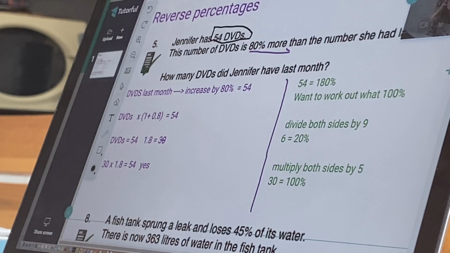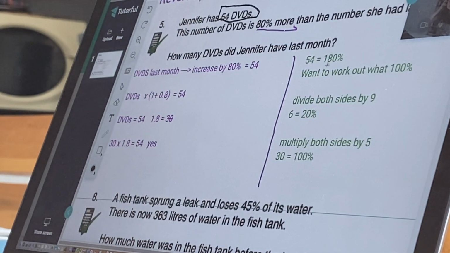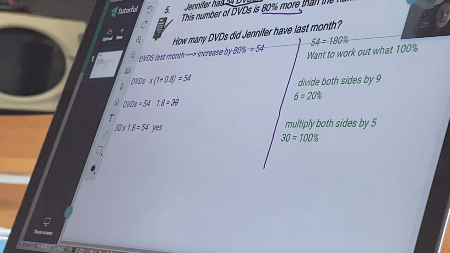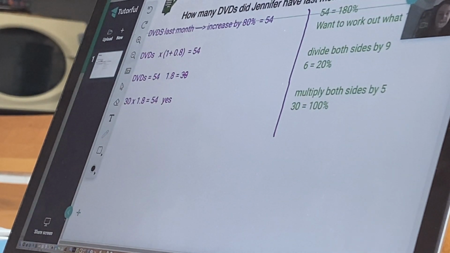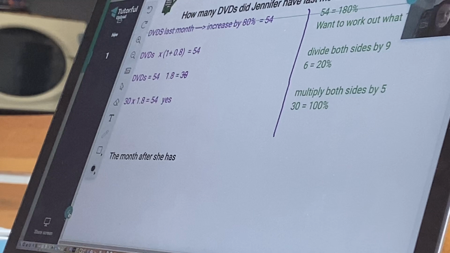Do you have any questions about that? Can we do one more? Can we try to do the green one? Yeah, there's another question underneath if you want to. Or I'll write you another question exactly the same, because the green one is slightly different. See if you can work out the month after she has.